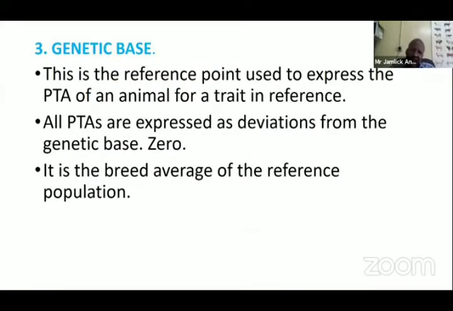Genetic base is a reference point used to express the PTA of an animal for a trait. All PTAs are expressed as deviation from the genetic base. And this is normally the breed average of the reference population. For example, in our case, when we do our genomic evaluation, we are using the reference population of a different country. So it is important to know, when you find the figures which we post in our catalog based on animals which have been evaluated through genomics, that the prediction we normally post there is actually based on a reference population of a different country.